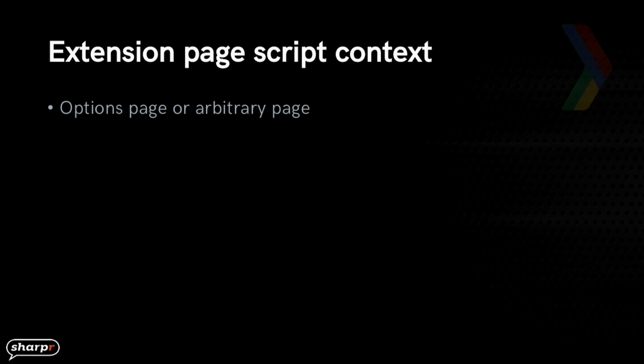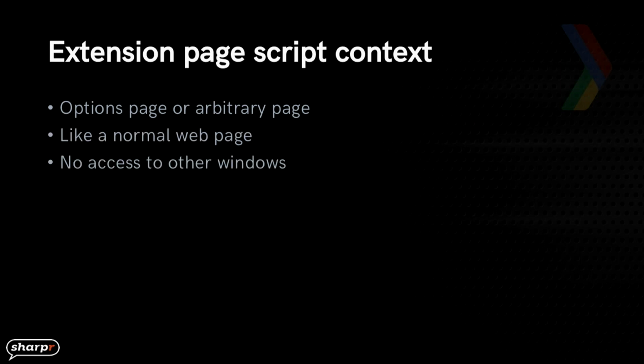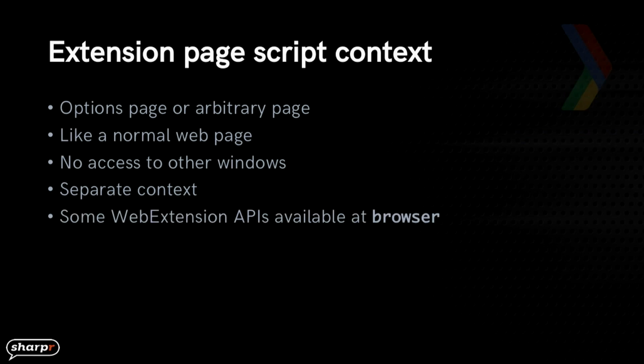So when you create that extension page, our history page in this case, it could be an options page. So if you go to look at your extension, some of them have an options page, so you can add that. Or it could be any page or set of pages that you choose. And it's basically just like a normal web page. You don't have access to any other windows, and you're in a completely separate space. But you do have access to the browser, and you can AJAX call out anywhere you want to.